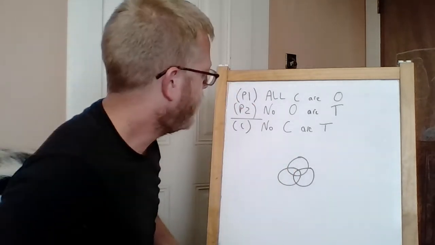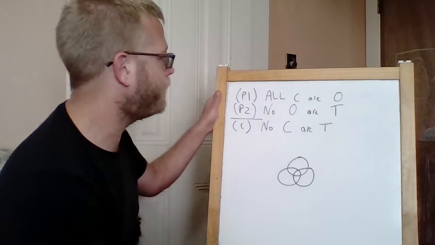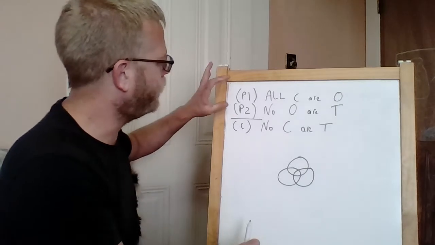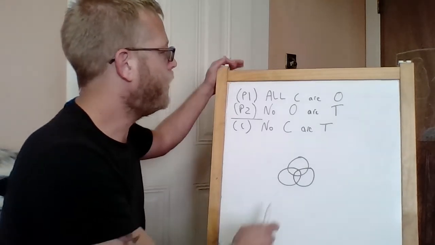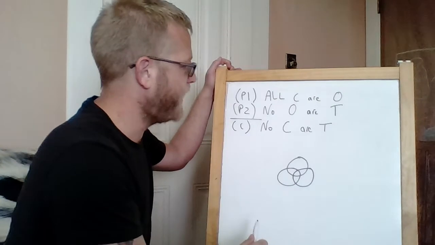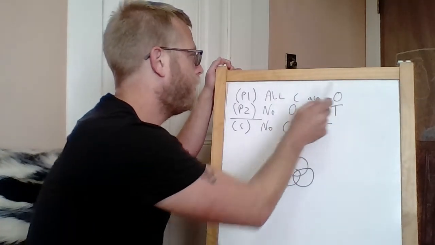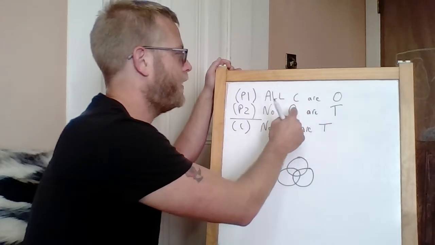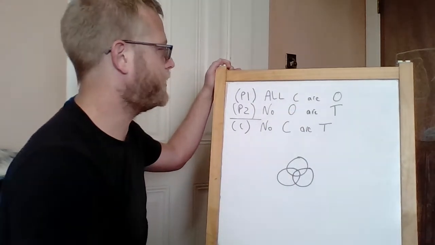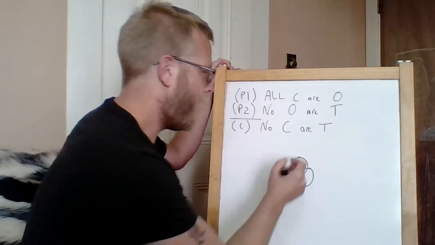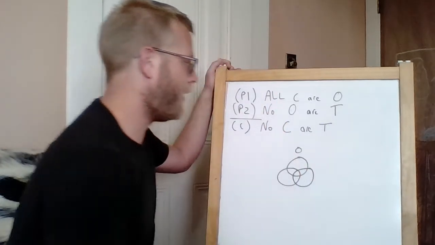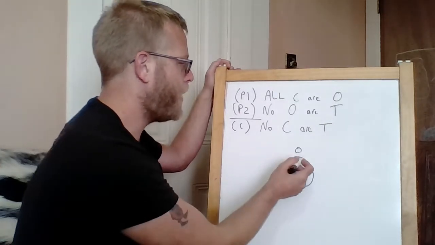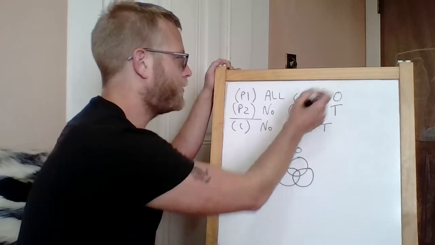Yeah? Okay, so then your first step is to look first, what is the middle term? Right, the middle term is what both of the premises have in common. Which of the subjects or predicates are the same? Well, O, right? This one has C, but this one doesn't have C. This one has T, but this one doesn't have T. But they both have O. So that's your first step. Identify the middle term and put that in the middle, right there. This is what both of the premises have in common. So make your middle circle the middle term.